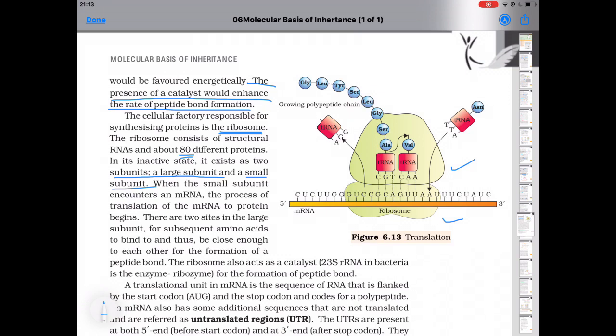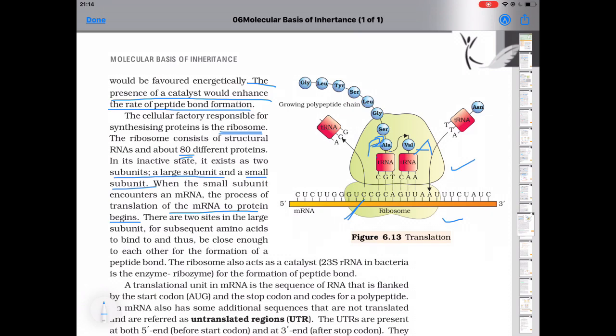When the small subunit encounters an mRNA, the process of translation of mRNA to protein begins. So, the first step is the smaller subunit of the ribosome attaches with the mRNA. Then the larger subunit combines with the smaller subunit. There are two sites in the large subunit, the A site and the P site. The first one is known as the A site, where the amino acid first combines. Next is the P site, where peptide bond formation occurs and the polypeptide is formed.